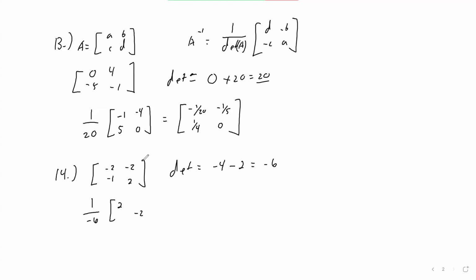Change the sign of B and C, so this becomes 1 and +2. And then we will multiply the scalar. So 2 times -1/6 gives me -1/3. 2 times -1/6 gives me -1/3. 1 times -1/6 gives me -1/6. And -2 times -1/6 gives me +1/3. And that would be it.